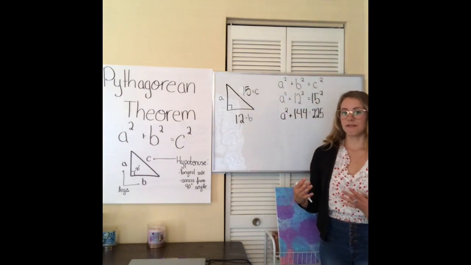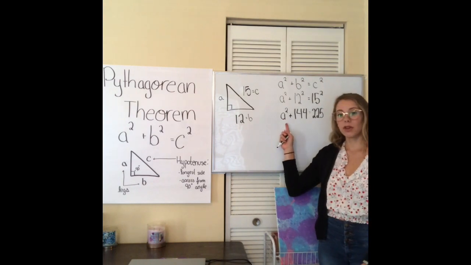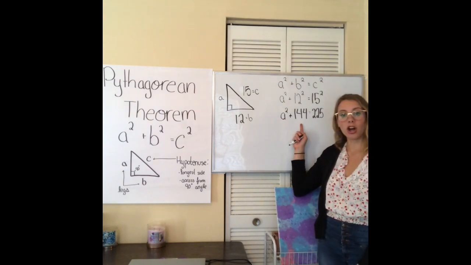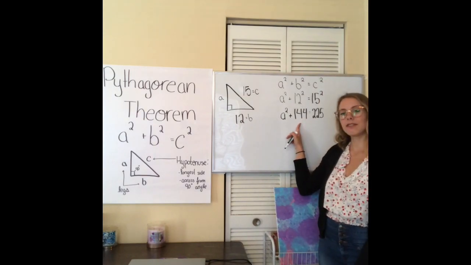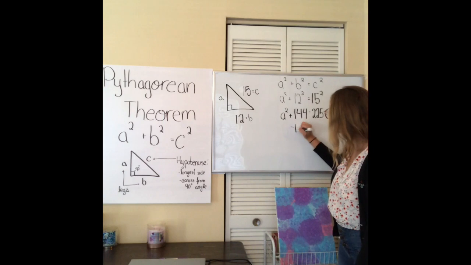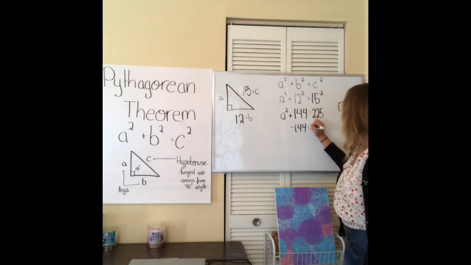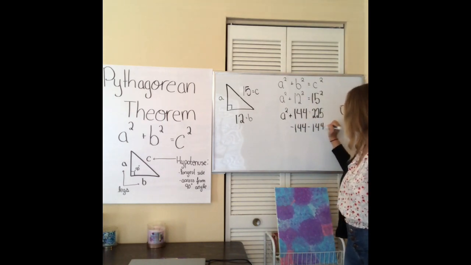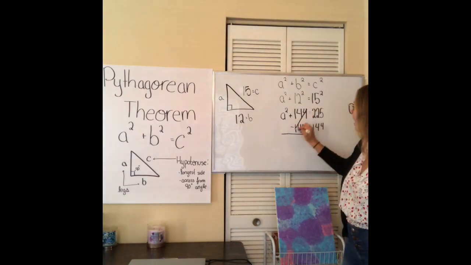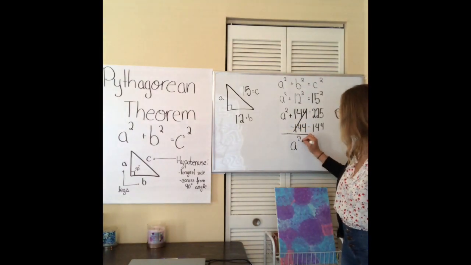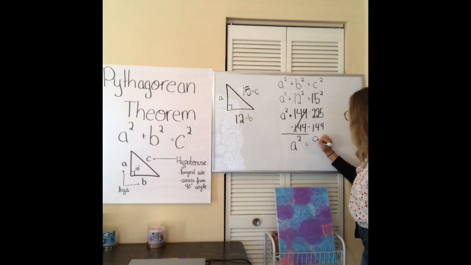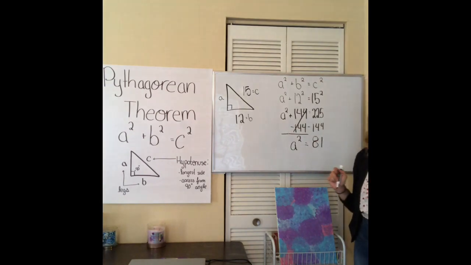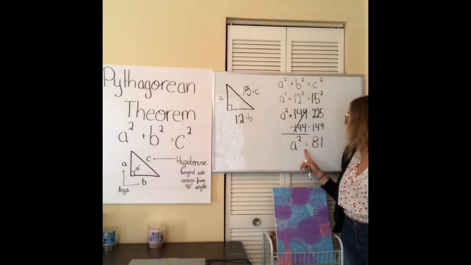Now I want to get the variable by itself. So I need to subtract 144 from both sides because it is the inverse operation. So minus 144, minus 144. On this side, they cancel out. I end up with just A squared. On this side, I end up with 81. A squared equals 81.